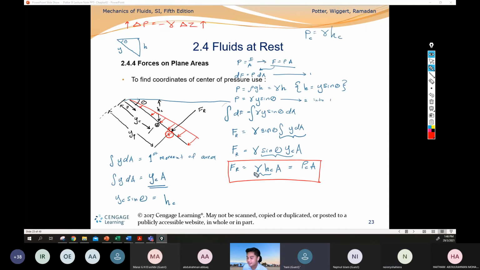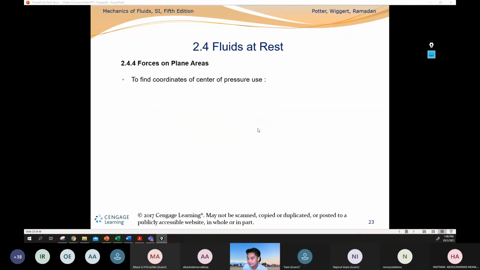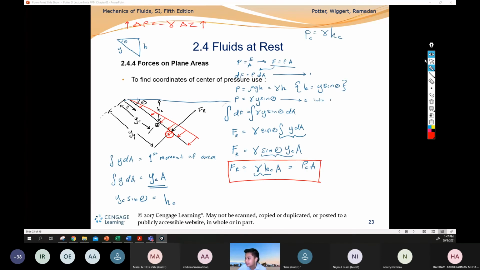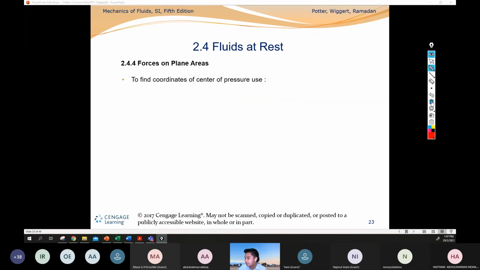This equation gives the magnitude. So where is the direction? The direction is what we're going to discover now. This is the coordinate, and the coordinate means the direction. Where is the location of the P? To find the center of pressure, we're going to use this equation.